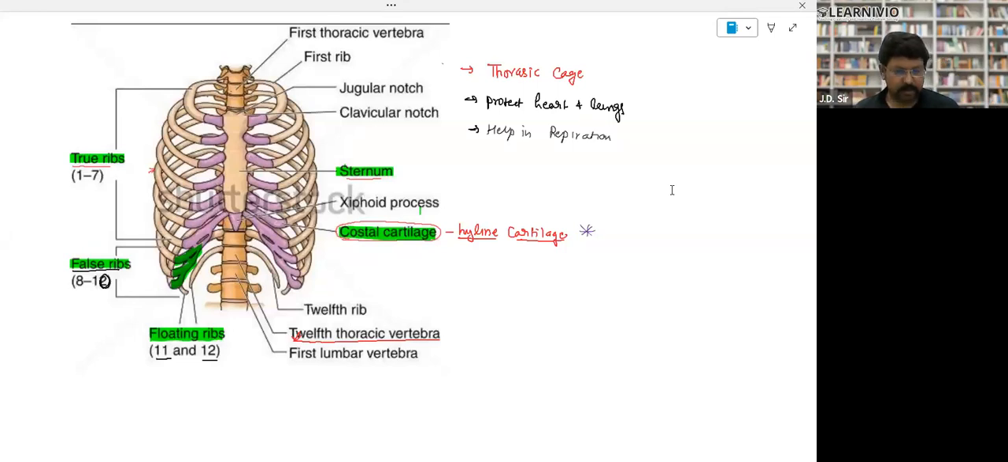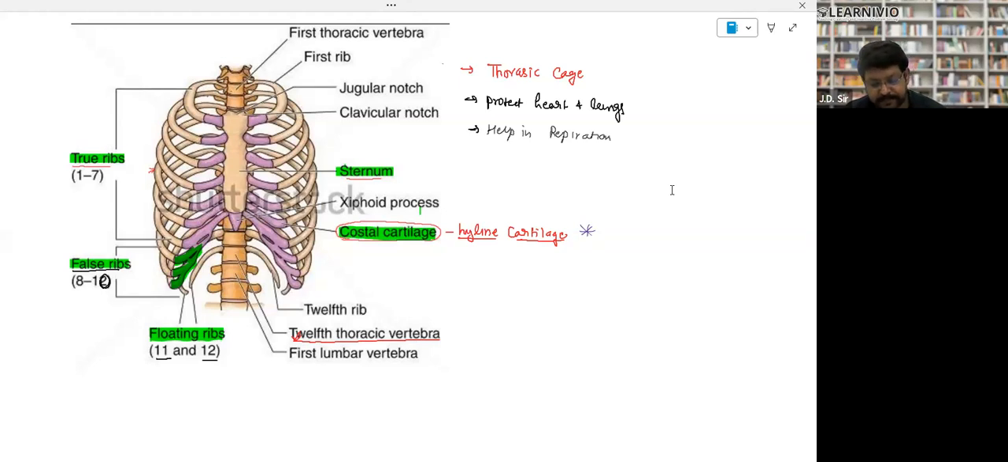Next, 8th, 9th, and 10th are false ribs as they articulate with the costal cartilage of the 7th rib and do not attach with the sternum.